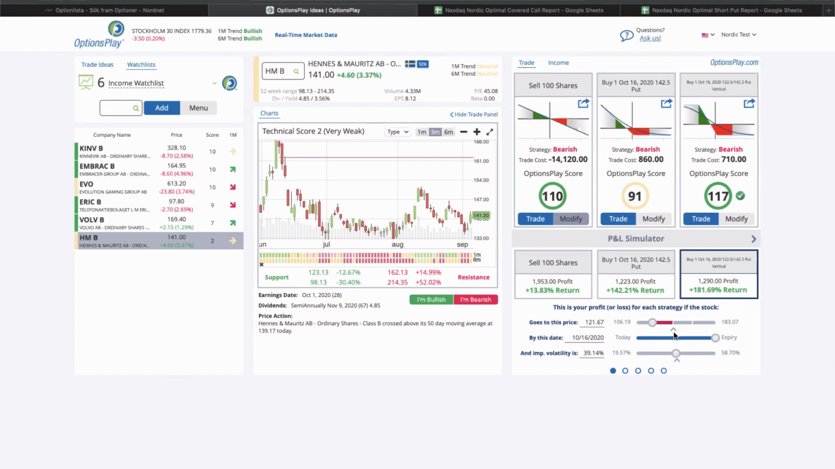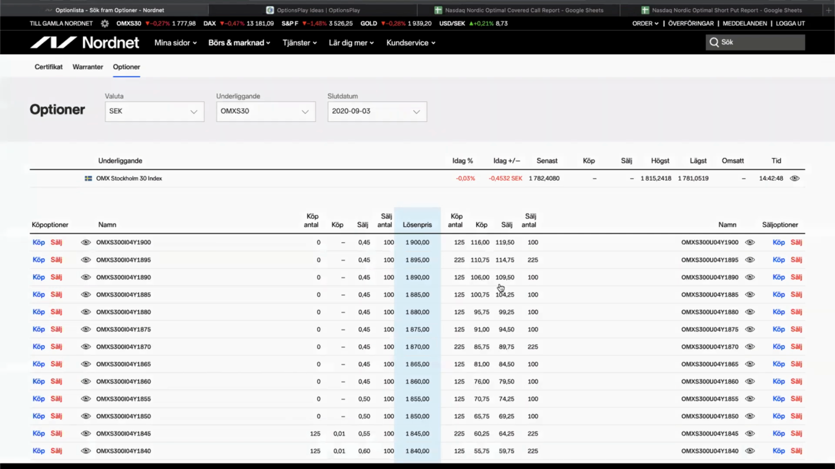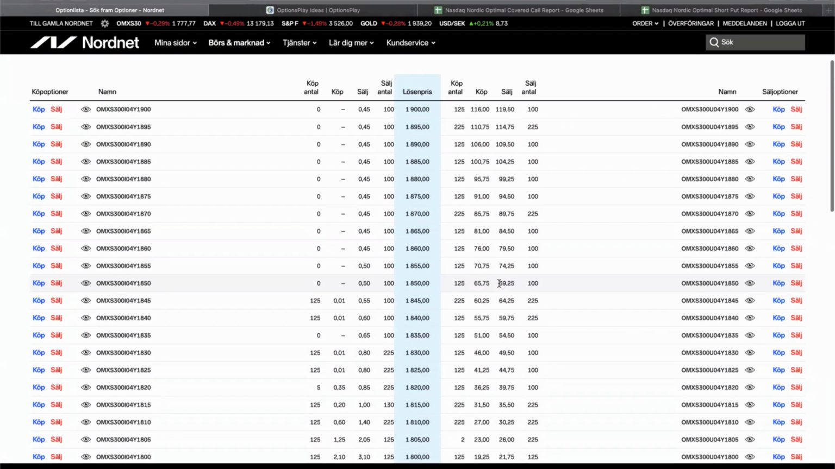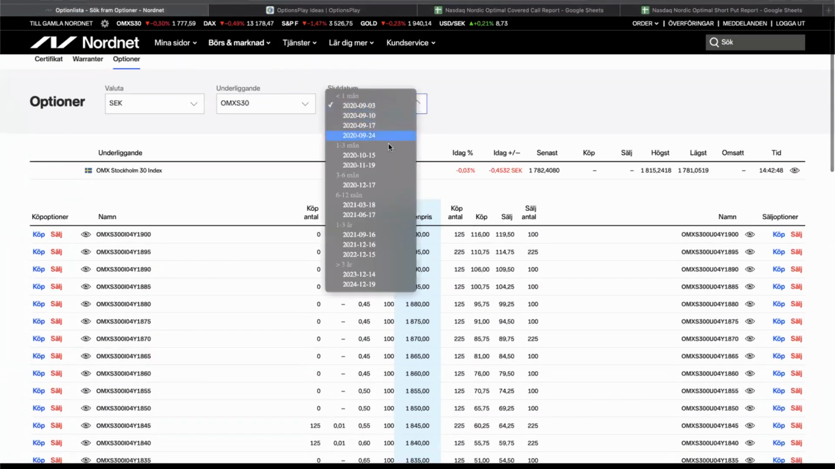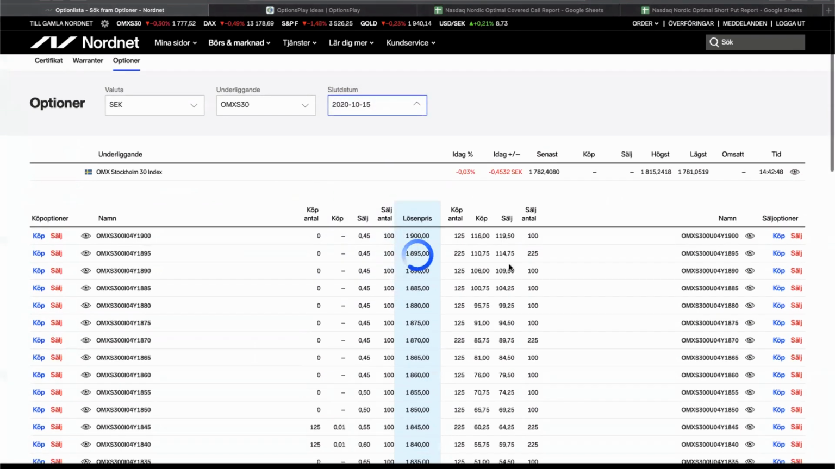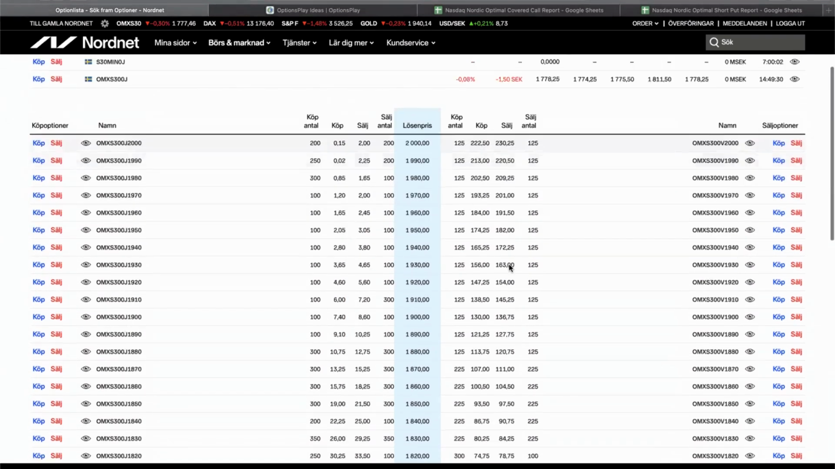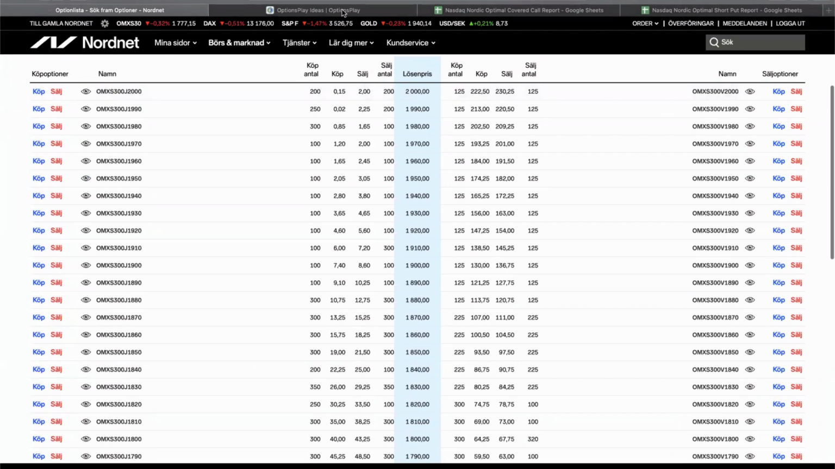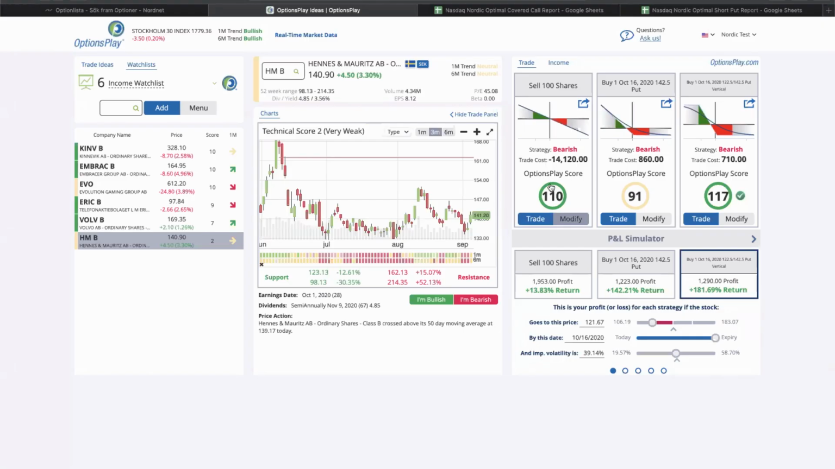Now, the reason we created this was because if you have a bullish view or bearish view on a stock, you have to choose that on your own using an option chain. You have to select an expiration date first, then you have to select a strike price and a strategy. Many times, if you're a beginner, you might not know what strategy to choose or any of the other parameters. So OptionsPlay does that work for you. It starts you off with the popular option strategies.